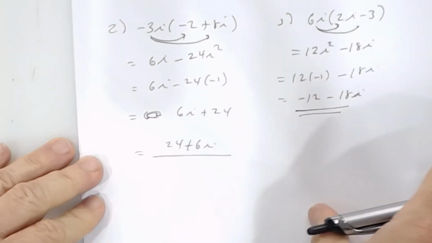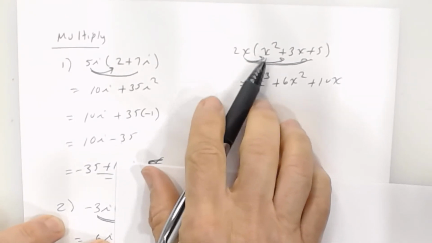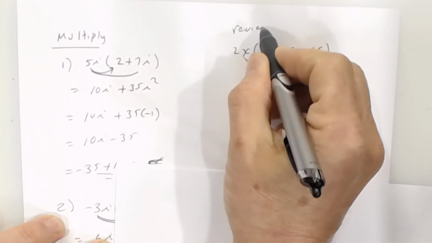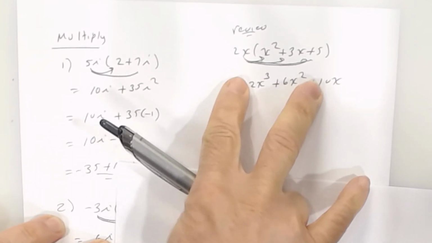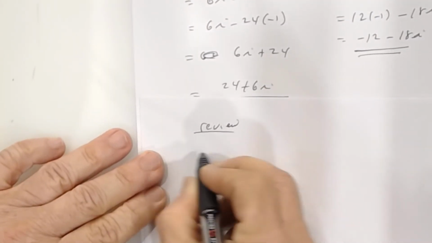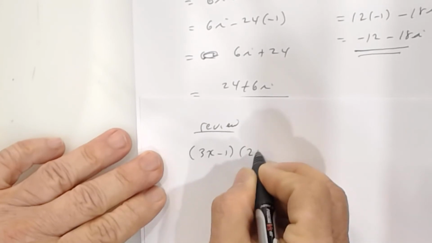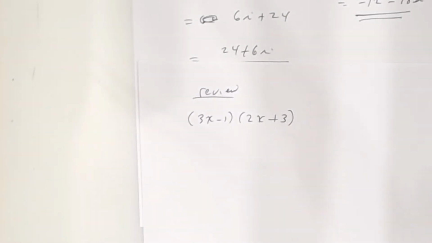Okay. Now, let's review something. So when I did this review problem, to multiply these two polynomials, I had to use what property? Distributive property. To multiply these two polynomials, what did I use? The FOIL method. Remember the FOIL, F-O-I-L? First, outer, inner, last.